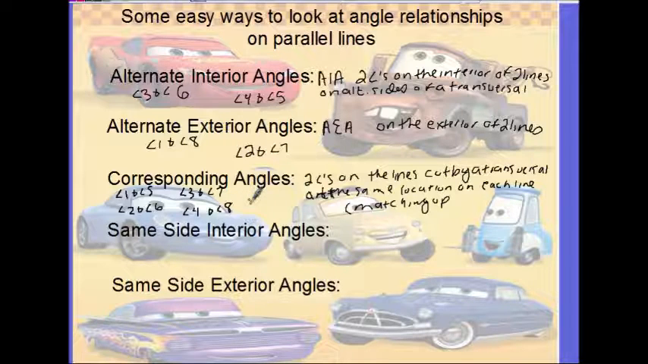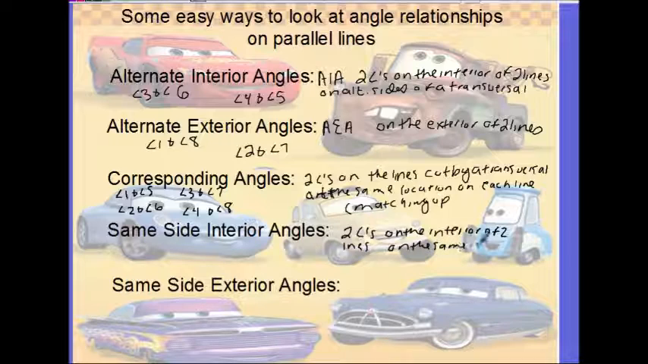Now, I want you to think about what it means to be same side interior and same side exterior. I want you to look at your lines and let's decide which one would work. Press pause, let's see what we can do. So for our same side interior angles, we're going to have 2 angles on the interior of 2 lines on the same side of a transversal.